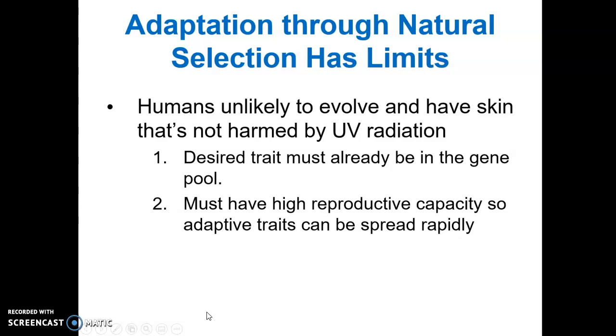There are limits to adaptation through natural selection. So the desired trait must already be in the gene pool. Remember that group of foxes that I talked about? Some already had that genetic mutation and others had a different one, and therefore that led them to survive. And only organisms which have a high reproductive capacity, so they have offspring rapidly, so these traits can spread rapidly. That's where you're going to be able to physically observe that change.